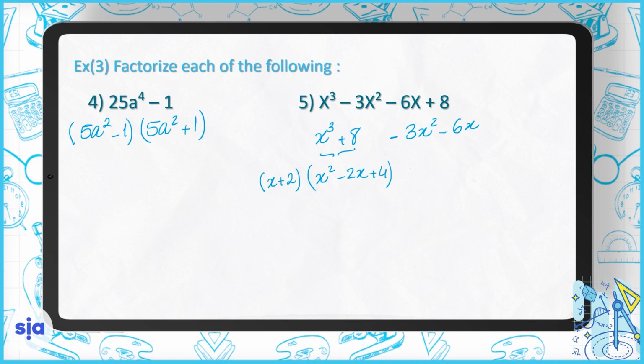And here we have a common factor as negative 3x. What's left for us is x plus 2. The common bracket, we write it once. After that, we combine these two together.